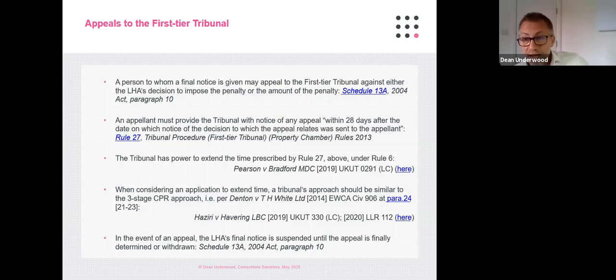The tribunal has held very recently, in the case of Pearson and Bradford Metropolitan District Council, that it has a discretion to extend the time imposed by the tribunal rules, and it has that discretion under Rule 6 of the 2013 tribunal rules. And when considering whether to extend time for breach of or failure to comply with a procedure, such as a time limit, the same approach should be applied as is applied in the county courts and High Court under the CPR in response to procedural failure.